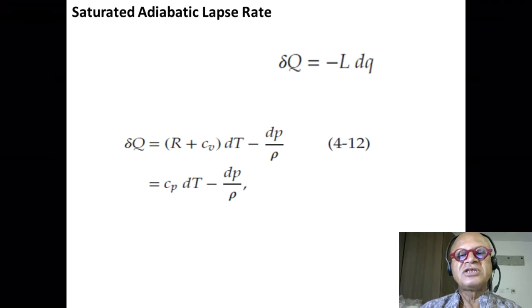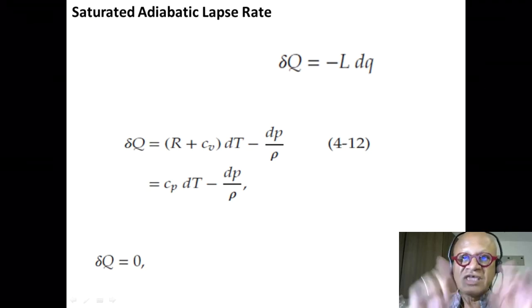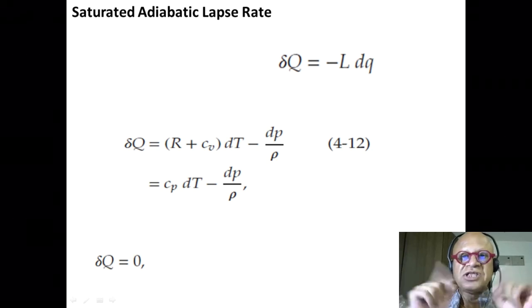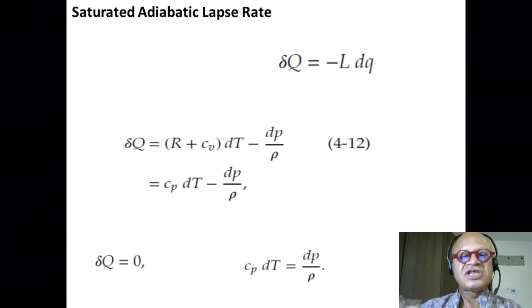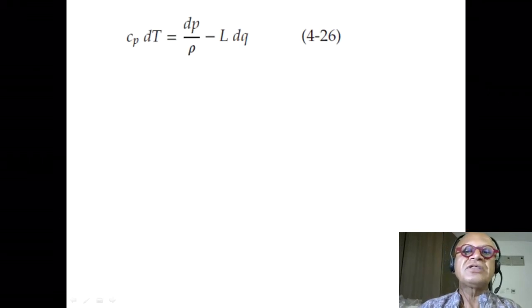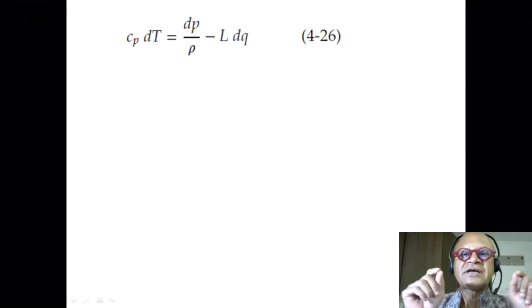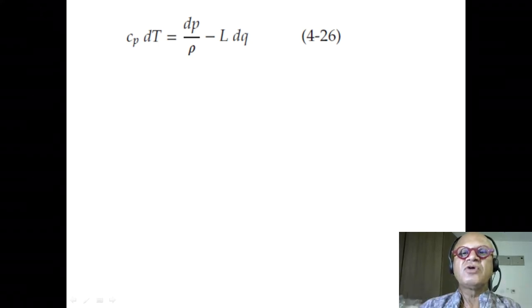So Cp dT minus dp over rho, and we are setting delta Q equal to 0 because this is internal. With the environment, there is still no exchange. Internally, you are producing a condensation heat. So in the dry adiabatic case, we had Cp dT equals dp over rho, whereas in the moist case, you are going to add a term to the change in temperature in addition to the work done against the environment. You are going to have condensation heat release, right?